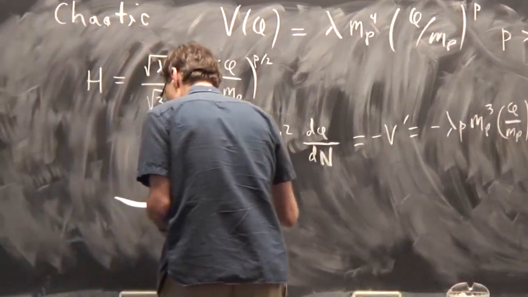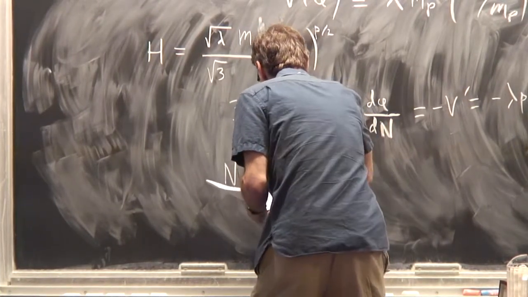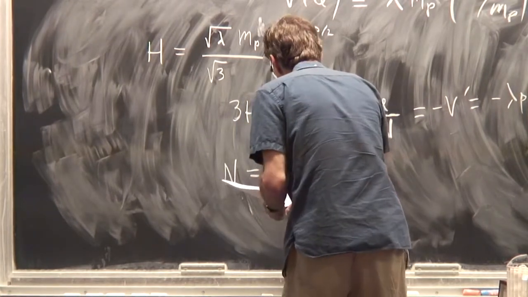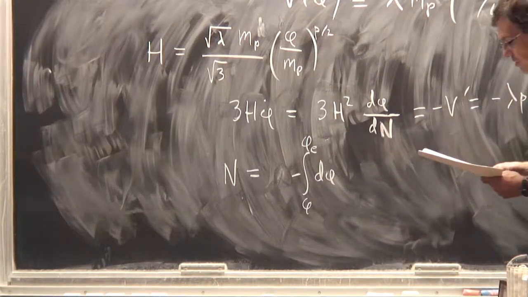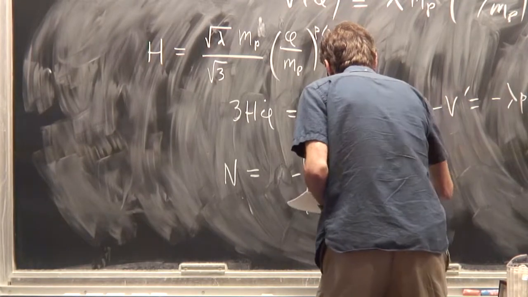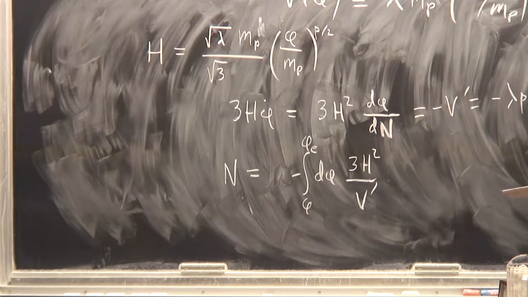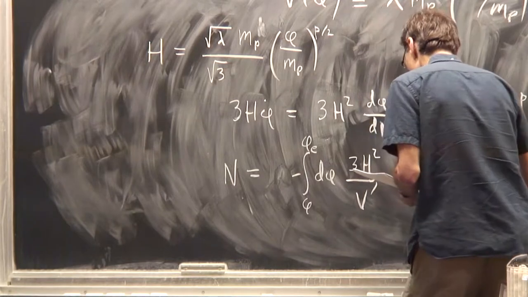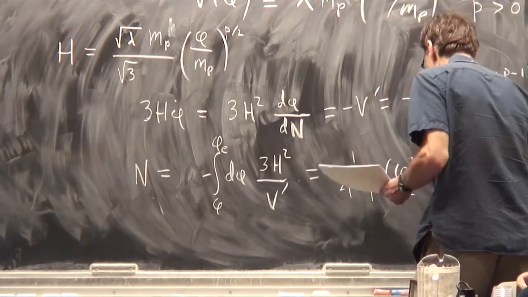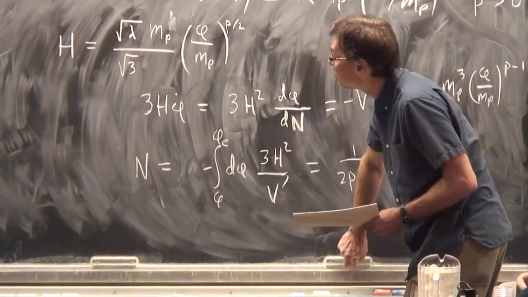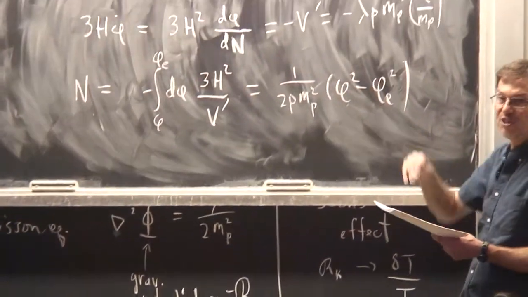So I'll skip a step and write the result that n is equal to the integral. So minus the integral from whatever phi you're integrating from until some phi sub e that denotes the end of inflation. So actually, this is the general formula. And now if we plug in for h squared and v prime, we find that this is just 1 over 2p m Planck squared times phi squared minus phi end squared. And then we can invert that and solve for phi as a function of n.